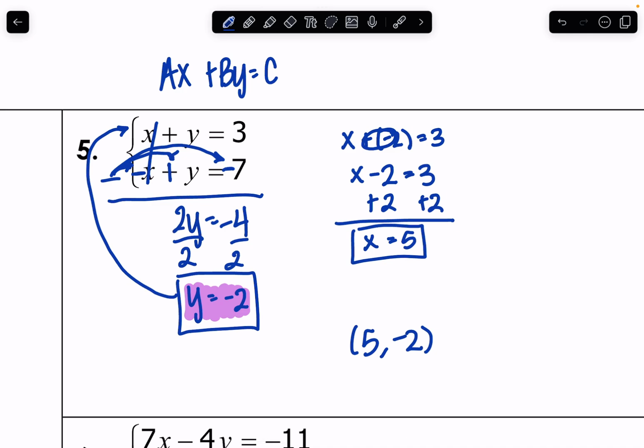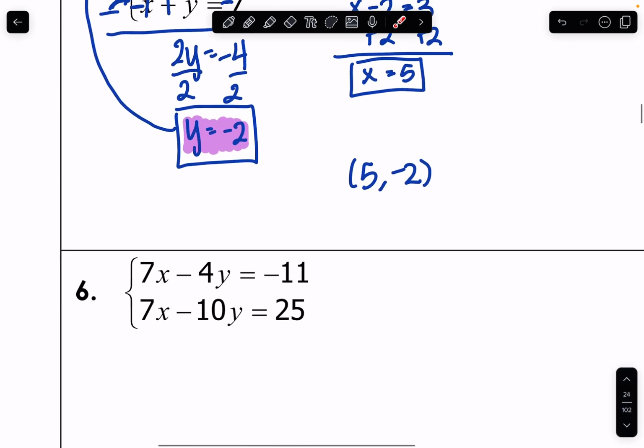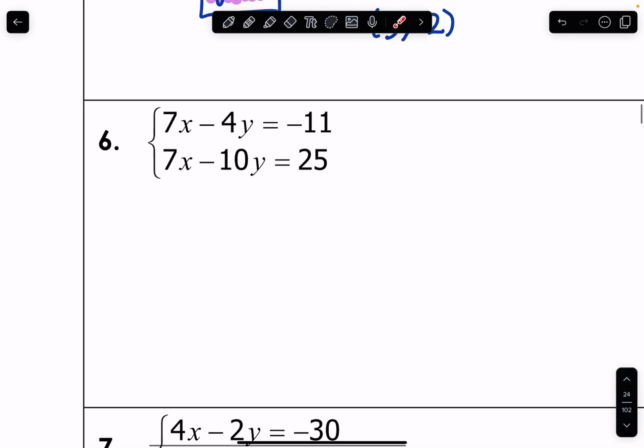So it's not an insane amount of work for the second variable, but it's usually a little bit more than what you had to do the first time. But I would say elimination, again, is really useful whenever we have two of the same thing like this. And so that's what all of today's examples will be. So let's go ahead and look at number 6.